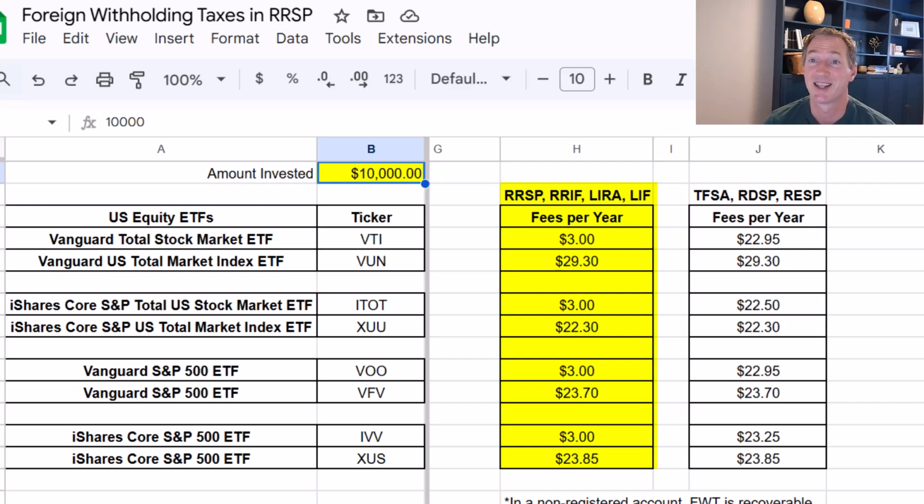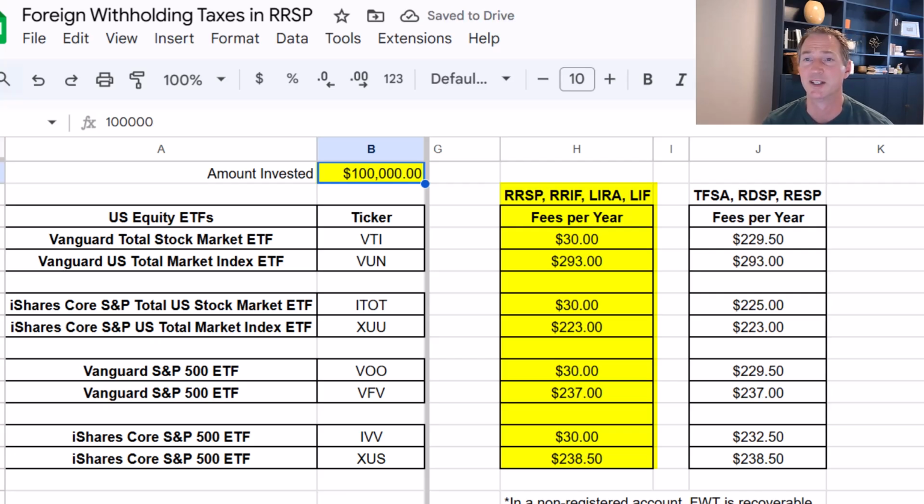And right now, if you only had $10,000 invested in one of these, I mean, $30 per year on $10,000 invested isn't that much. But let's say you increased your portfolio to $100,000. Now the fees are starting to look a little different. Now you're paying between, say, $225 to $300, depending on which ETF you're holding, compared to just $30. And let's say your portfolio continues to grow. Now your US equity portion of your portfolio grows to, say, $250,000.